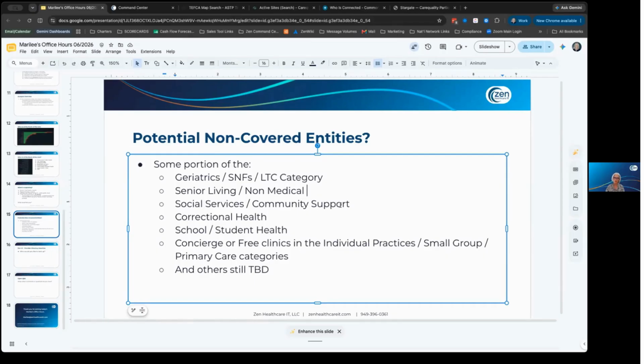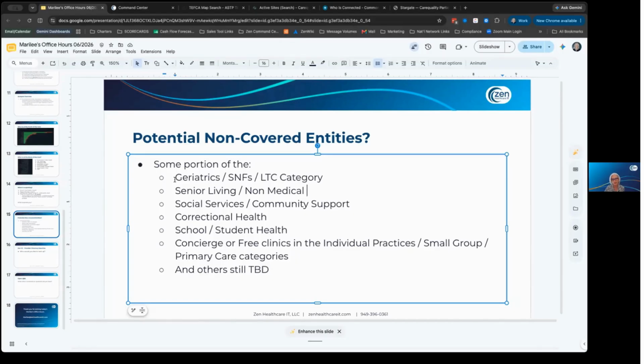Social services and community support, correctional health, school health, especially your K through 12. I think some of your university student health centers probably take insurance. Concierge or free clinics, a lot of those got rolled into the individual practice, small group, primary care categories, but we know they're in there. And then there are others that I plan on still spelunking around in the data to see what we might be able to uncover.